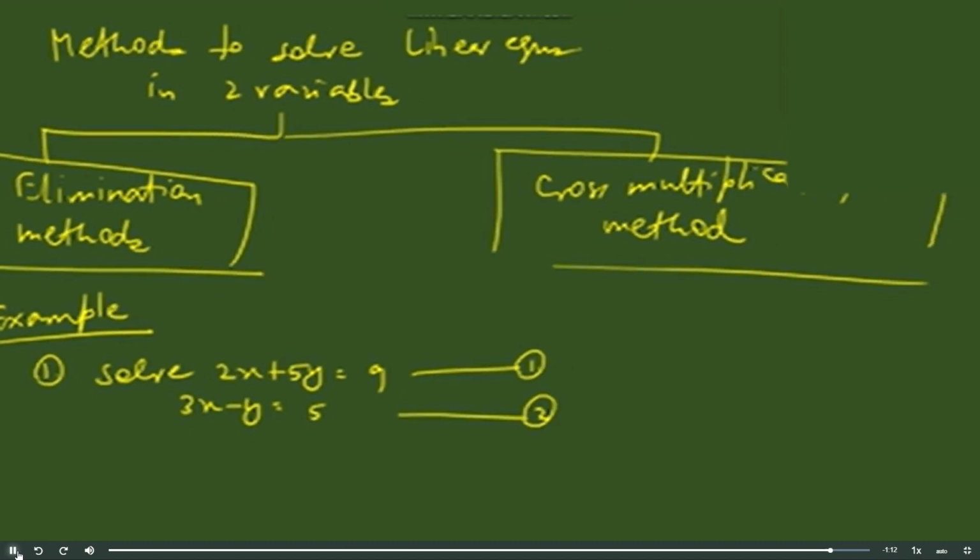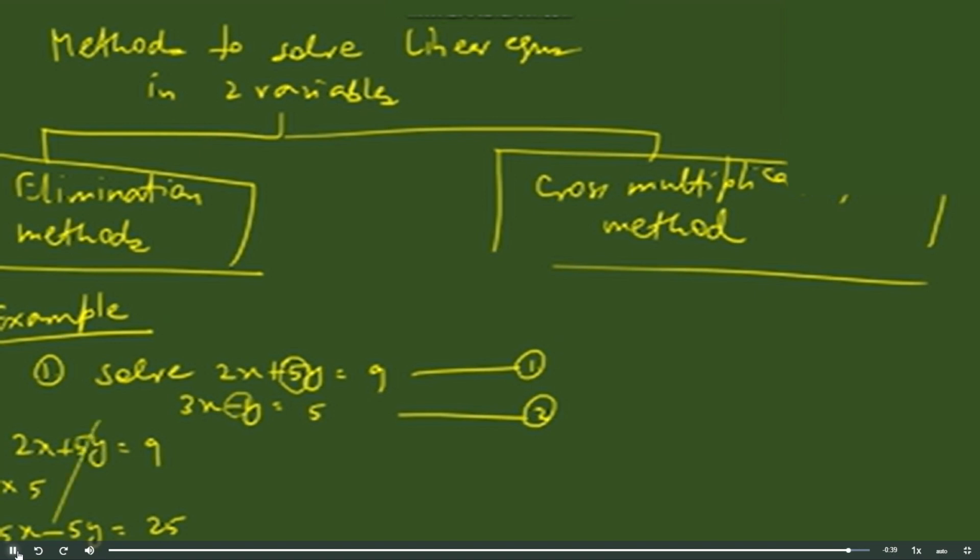The choice is ours. So if I want to eliminate y, look at the first equation. The coefficient of y in the first equation is 5 and for the second it is minus 1. Keep the first equation as such, 2x plus 5y equal to 9. The second equation I multiply by 5. I get 15x minus 5y equals 25. So in this equation I can solve.